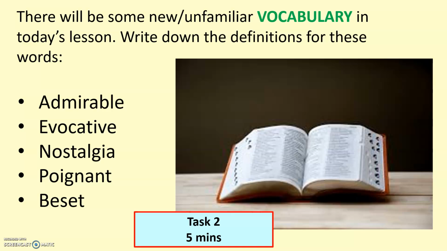Right then, there we go. Admirable, of course, meaning something you admire and look up to. Evocative comes from the word to evoke. It's something that makes you think of something. If something's very evocative, it creates strong memories or feelings. Nostalgia is a feeling of looking back at things and things almost being better in the past. Poignant, very important to you, stands out. And then beset, to be beset with something is almost to be filled with, plagued with, like you describe something that was beset with problems. Almost it's something that comes with it. So those are those words.